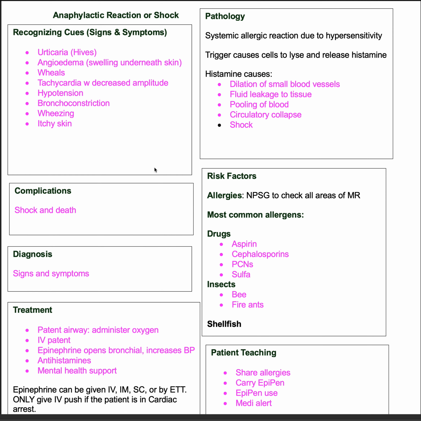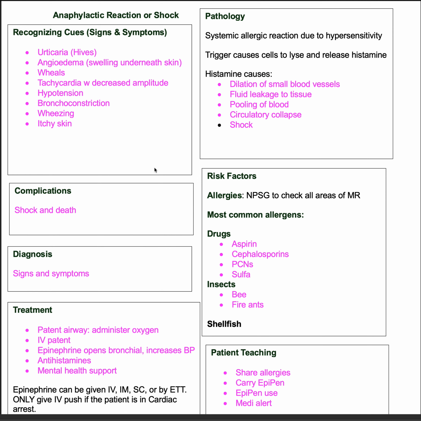Bronchoconstriction, which we worry about because it's going to cause wheezing and it can cut off the airway. So we want to maintain a patent airway always. The patient could start wheezing and they may complain of itchy skin. Okay, complication is shock and death. So we want to prevent that. And the diagnosis is made on the signs and symptoms I just talked about.